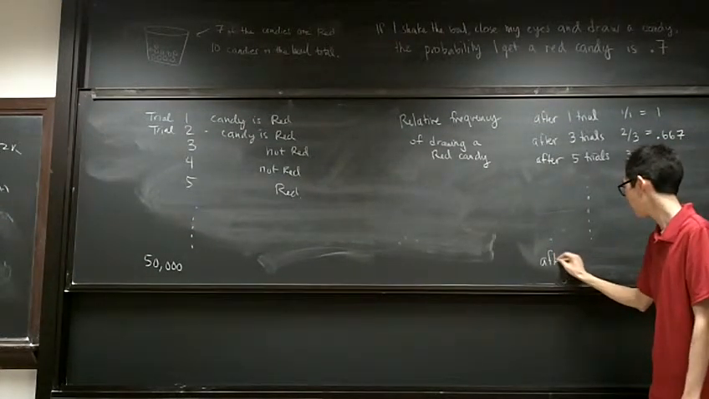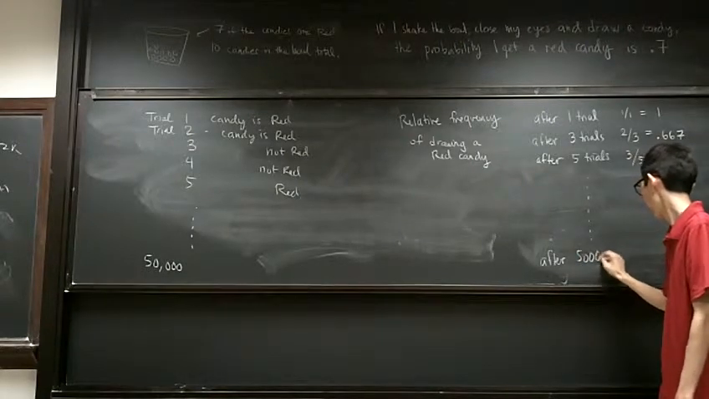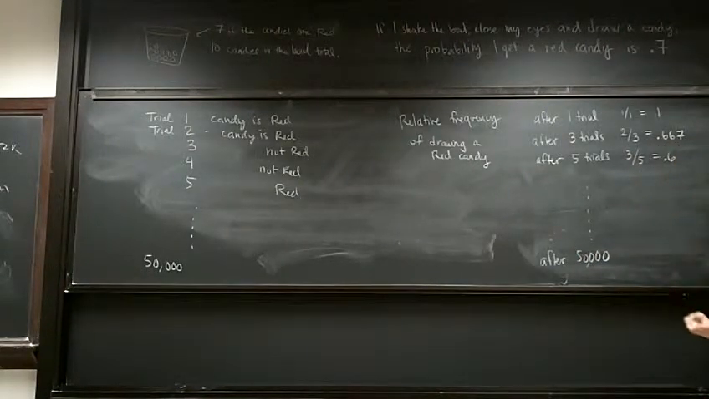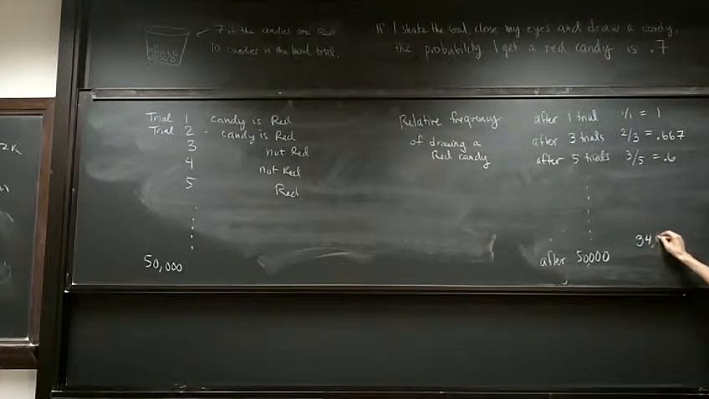The idea is, after 50,000 trials, what am I going to have? I'm going to have something very close to 0.7. We have a question. Yeah, so after 50,000, I might not have exactly 0.7. I might have something like 34,983, okay, out of 50,000.